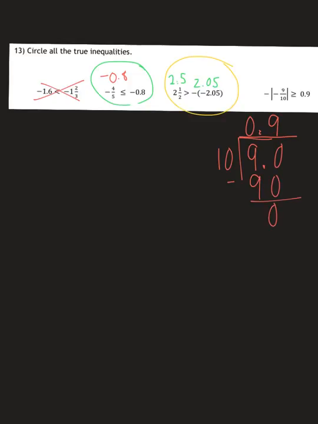Then we have to deal with the opposite of and our absolute value. So first things first, do the absolute value of negative 0.9 is 0.9, and then the opposite of it is negative 0.9. So back up to our inequality, is negative 0.9 greater than or equal to positive 0.9? The answer is no, so that is not a true inequality.